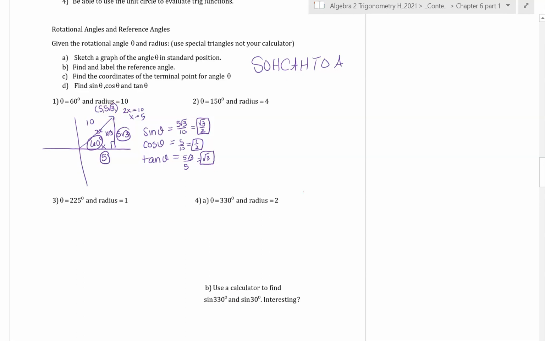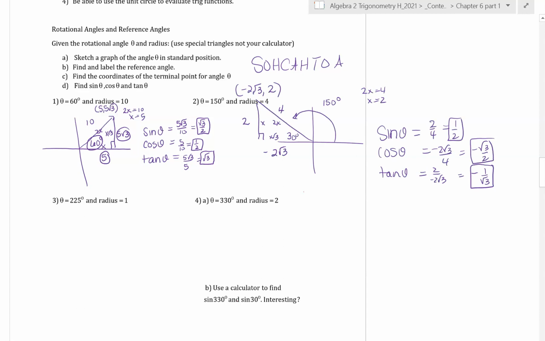Go ahead and pause the video and try part 2. So for part 2, we had an angle at 150 degrees in standard position. Our reference angle was 30. So we know that opposite the 30 is x, opposite 60 is x root 3, and opposite 90 is 2x. If the radius is 4, we can find the side opposite the 30 and the side opposite the 60-degree angle. So we know that the terminal point is negative, because we went left, we're in quadrant 2: negative 2 root 3, comma 2. The terminal point in quadrant 1 had positive x and positive y. Our terminal point in quadrant 2 has a negative x and a positive y.